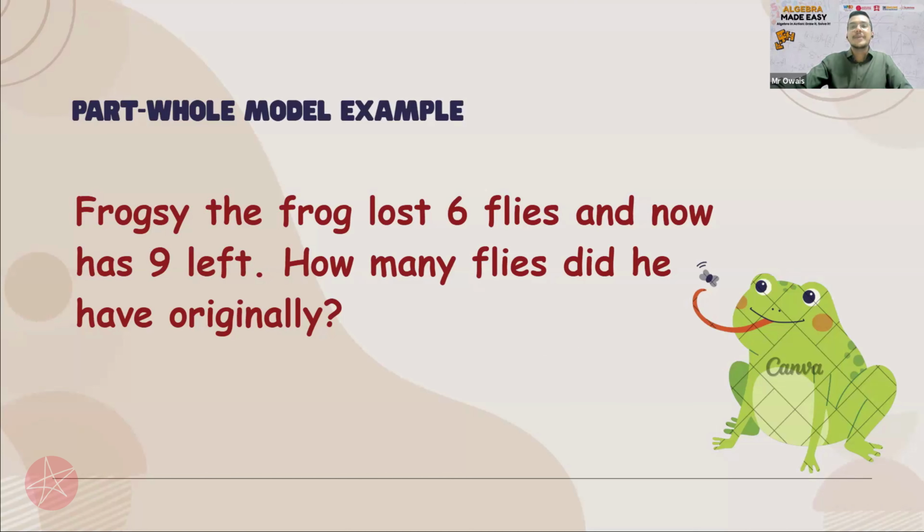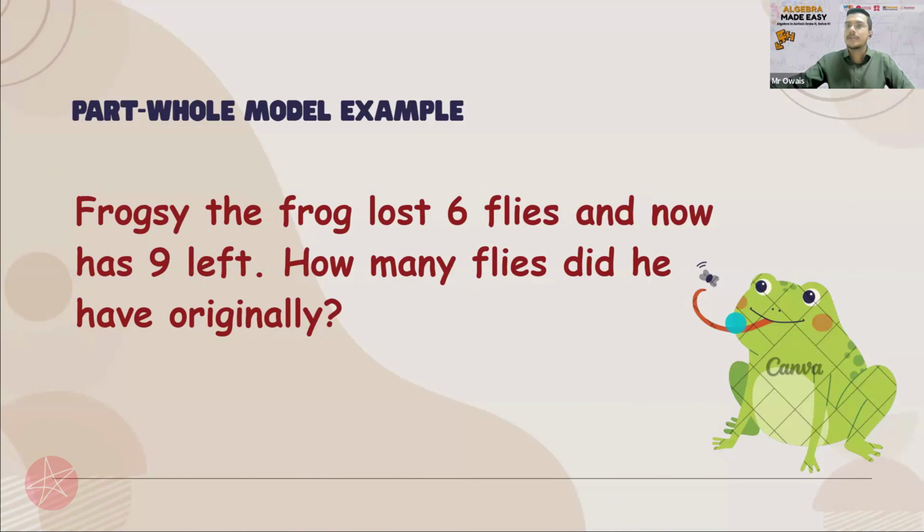Anyone, any idea? So he had some flies at the start, and then he lost 6 of them, but he still has 9 remaining. So how many do you think he had at the start? Anyone, before I show you the solution? Do we have to plus? Yeah, this is the problem, right? We are not sure if we have to plus or minus. Sometimes it's confusing, right? Yes. So this model drawing is going to make us confident whether we have to plus or minus, okay?